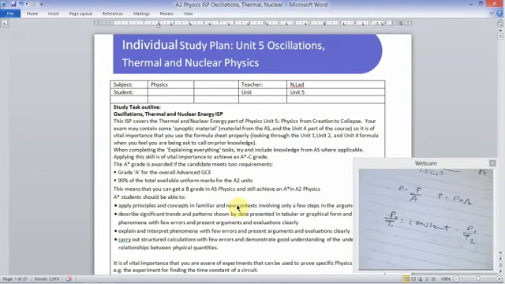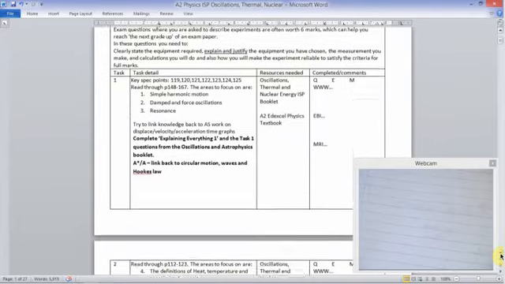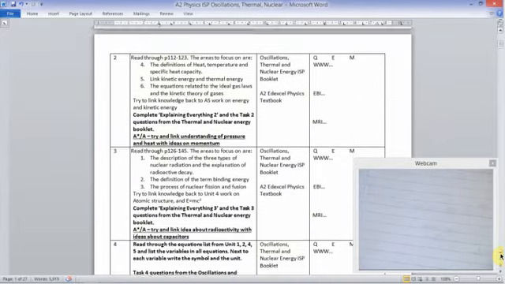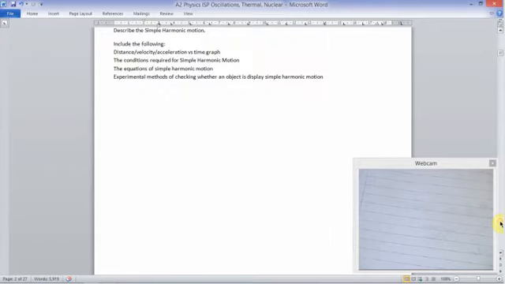In this video, I'll be going through the final part of the ISP on Unit 5 of Oscillation, Thermal and Nuclear Physics. And this one is all about the idea of nuclear physics or radiation. So the task involves the description of 3 types of radiation, an explanation of what radioactive decay actually is, a definition of the term binding energy, and the process of nuclear fission and fusion. Try to make links back to E equals mc squared and atomic structure, which we did in Unit 4.